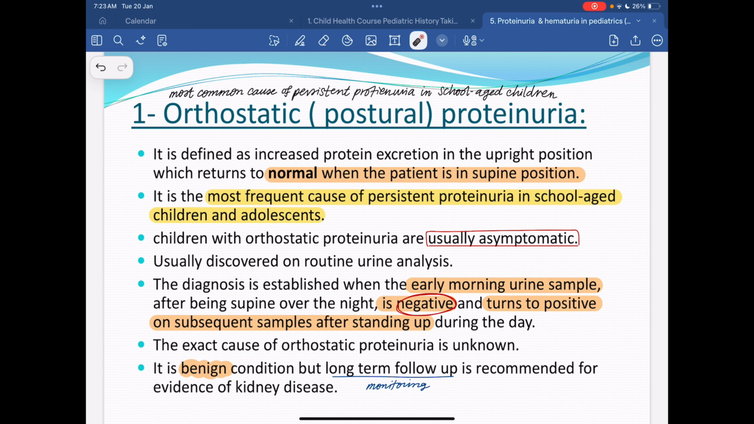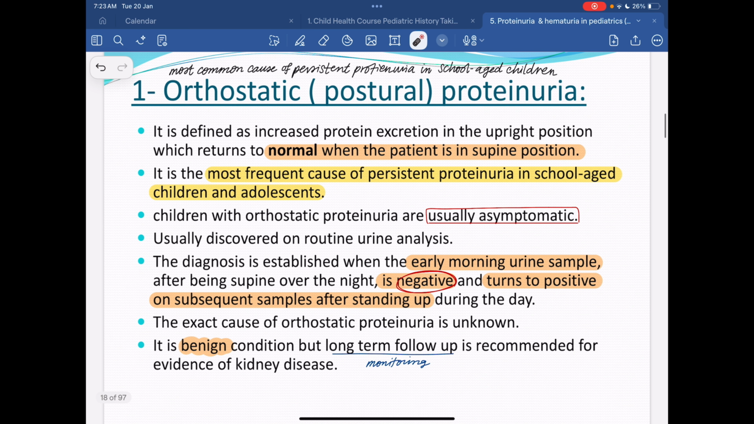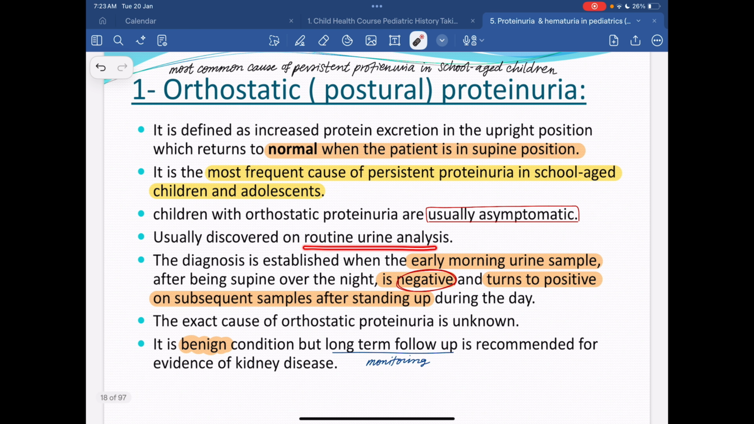Usually, these children are asymptomatic, and this is discovered on routine urine analysis. يعني مو شرط the patient presents with a specific complaint. طيب how do we diagnose؟ يعني هو ناخذ من العين وهو نايم؟ Well, nope, not quite. The diagnosis is established when the early morning urine sample is taken after being supine over the night.